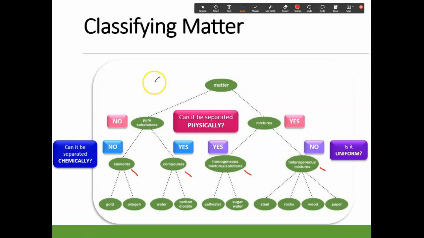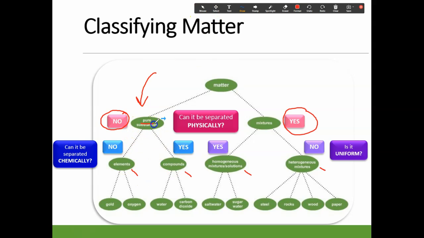So first off, taking a look over here on the left-hand side, elements and compounds are both pure substances, which means that they cannot be separated physically. So if you take a look right here at the question, can it be separated physically? The answer is no, and so that is why it is a pure substance. Taking a look over here then, homogeneous and heterogeneous mixtures are both mixtures, meaning that they can be separated physically, right? So you can see these both fall under yes, they can be physically separated. So that's the first thing that you need to know.